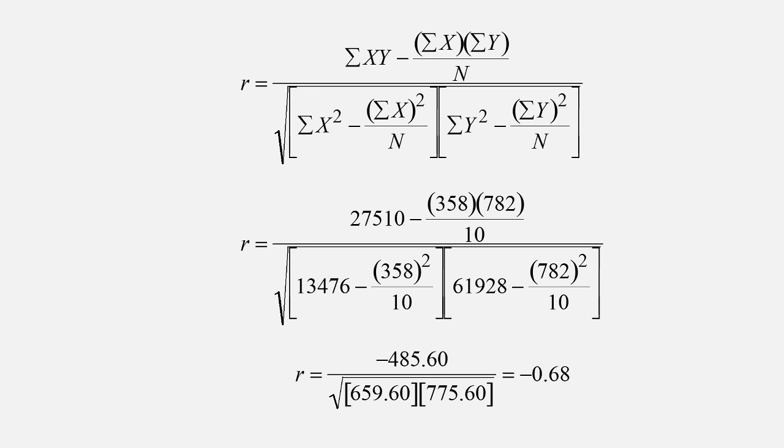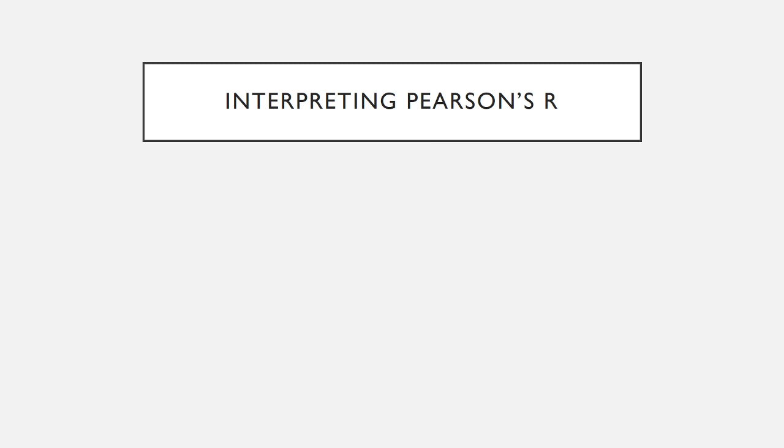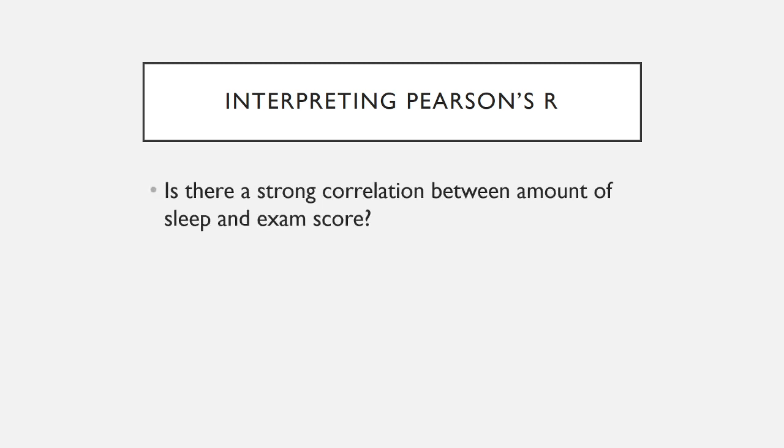So once you simplify that equation down, you're left with an R value of negative 0.68. And that's my Pearson's R. So then you have to actually interpret. So is there a correlation between sleep and exam score? There's a couple different ways that you can interpret it. We're not going to get into significance testing just yet.